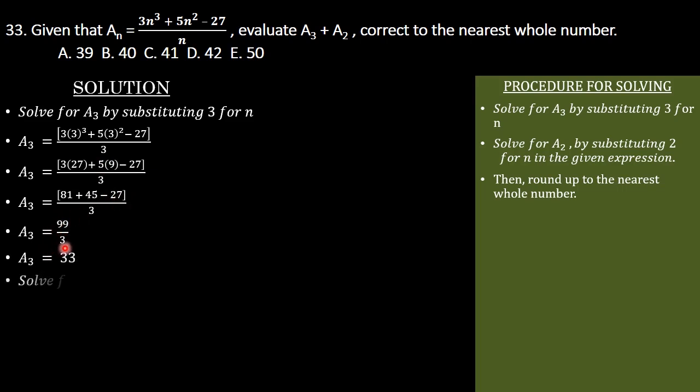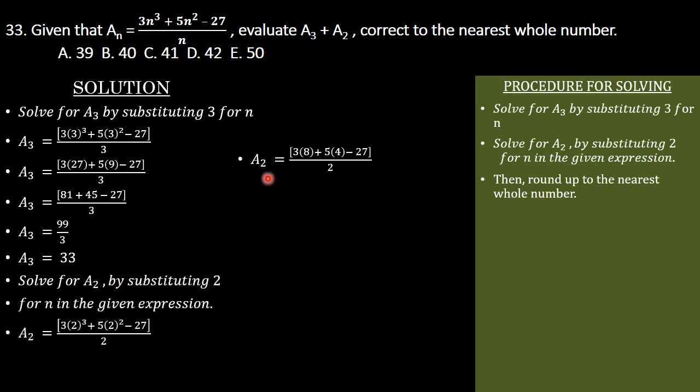Now let's solve for a2 by substituting 2 for n in the given expression. A2 is equals to 2 raised to power 3, we have 8. 2 raised to power 2, we have 4. When you open the bracket, 3 multiplied by 8, we have 24. 5 multiplied by 4, we have 20, minus 27 over 2. A2 is equal to 24 plus 20 minus 27 over 2 equals to 17 over 2.